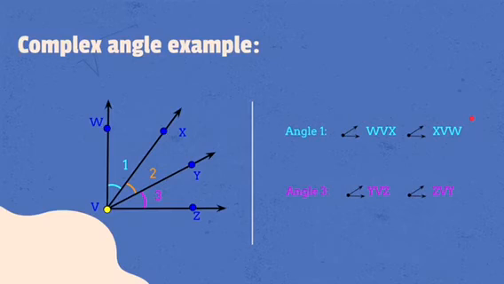Next, we'll name angle 3. Now angle 3 can be named angle YVZ or angle ZVY because V is still the middle letter.